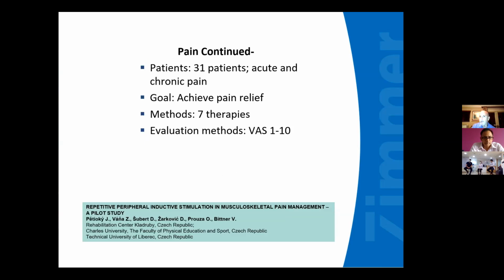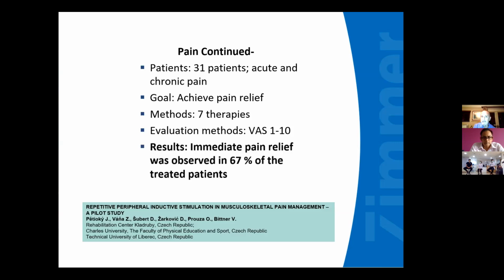Then there were 31 patients, again, of acute and chronic pain. This one out of the Czech Republic, the Faculty of Physical Education and Sport. Pain relief was our goal. 7 different modalities were used on our 1 to 10 scale. Here, immediate pain relief was observed in 67% of the patients, better than half.